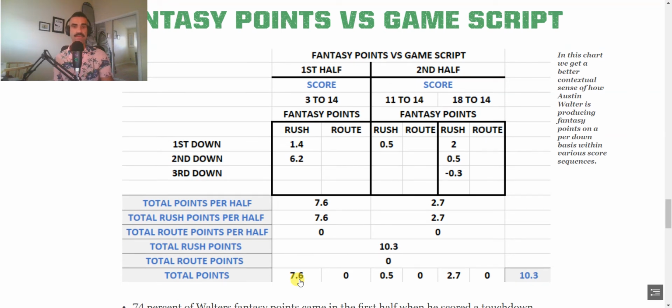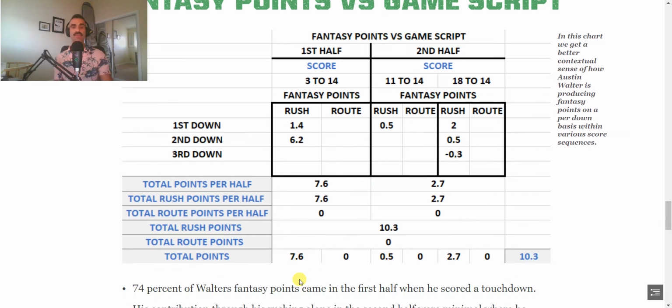Fantasy points versus game script, right? So this is where we get into how his fantasy points accumulated. Again, same breakdown: first half score and score sequence. First down, second down, third down. I forgot to put fourth down here. Sorry. Okay, so we see right here on first down.